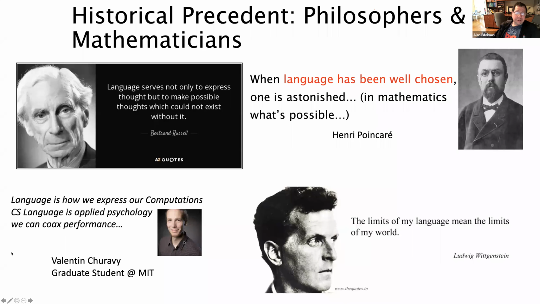But you know, it's worthwhile spending a few moments thinking about language. Bertrand Russell, for example, said that it not only serves to express thought, but to make possible thoughts which could not exist without it, right? And Poincaré, who's a famous mathematician, basically said that when language has been well chosen, one is astonished with what you can accomplish. Okay, and the philosopher Wittgenstein said it's kind of the converse, that the limits of my language are the limits of my world.